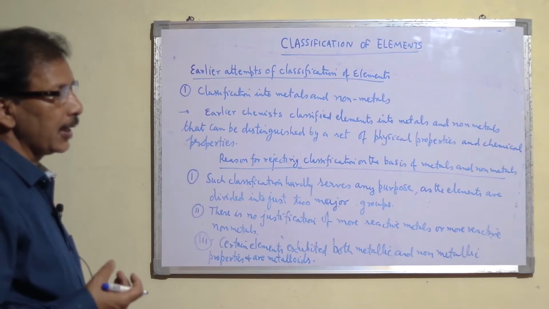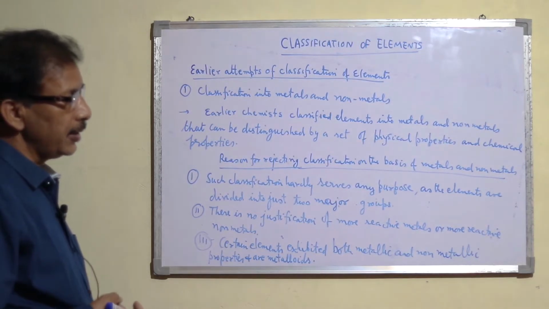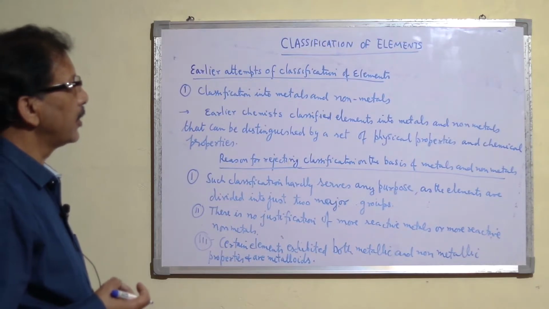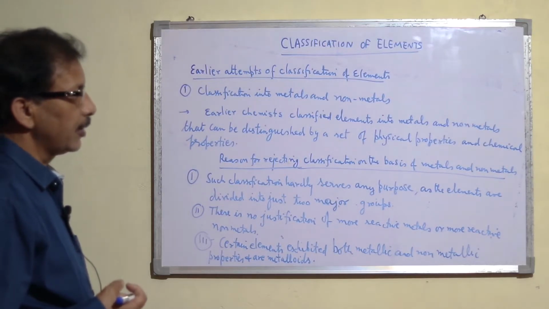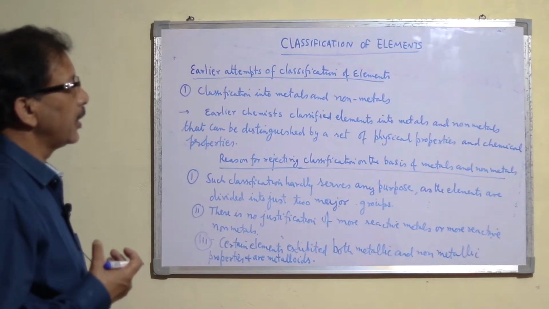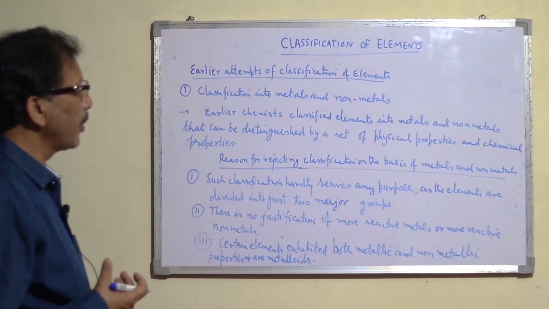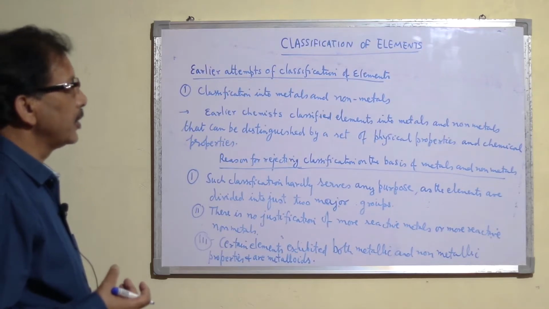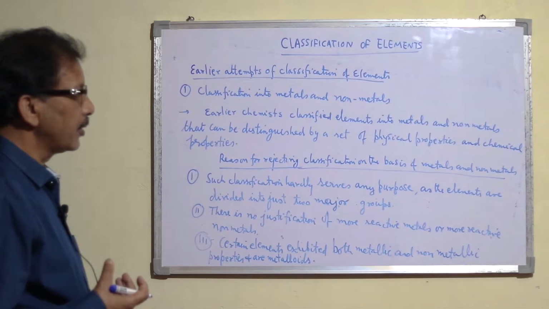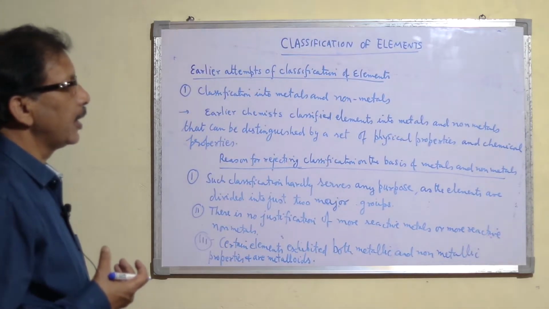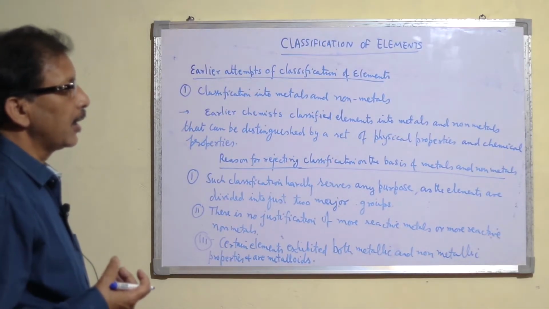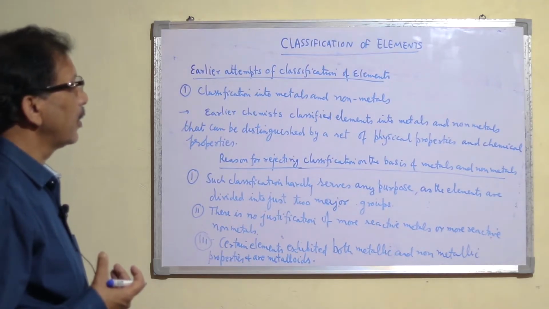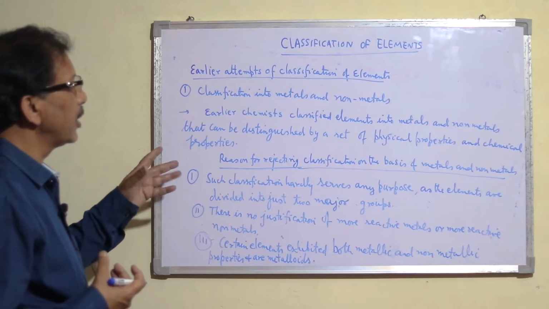Physical properties include hardness, density, shining property, whether they are good conductors of electricity or not, and whether they can give sound or not. All these are physical properties. In chemical properties, we look at whether they react with oxygen, whether they are soluble in water or not, and whether they are acidic, basic, or alkaline. So all these are chemical properties.